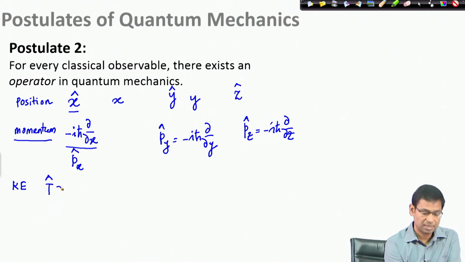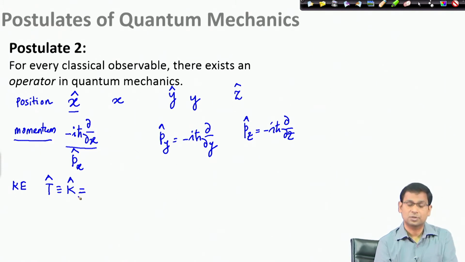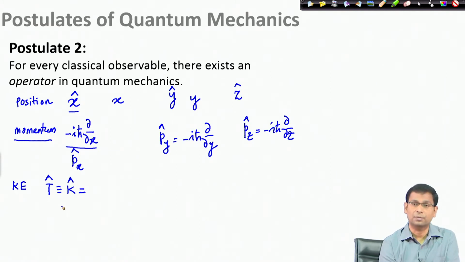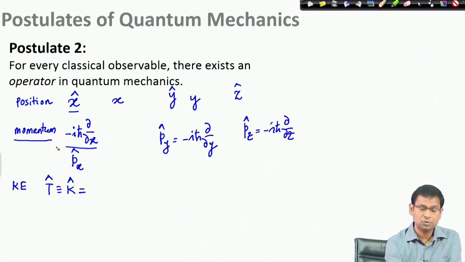T, or even sometimes you would see K cap, so that the hat represents that I am talking about an operator. So, for this operator, we know the kinetic energy is simply p square divided by 2 m, that is, momentum square divided by twice the mass. So, I can use the same relation here. So, the operator would be p x square divided by 2 m. So, how would I get that? I would get this by p x square by 2 m plus p y square.